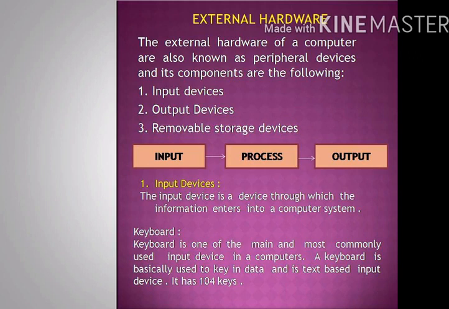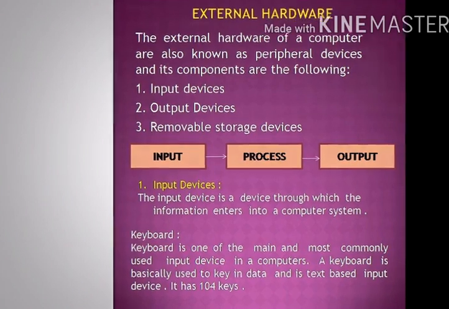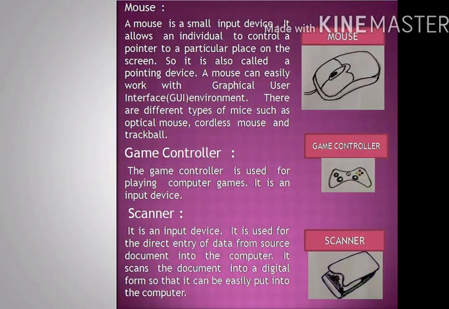Keyboard. Keyboard is one of the main and most commonly used input devices in a computer. A keyboard is basically used to key in data and is a text-based input device. It has 104 keys. The next slide is about mouse, game controller and scanner.